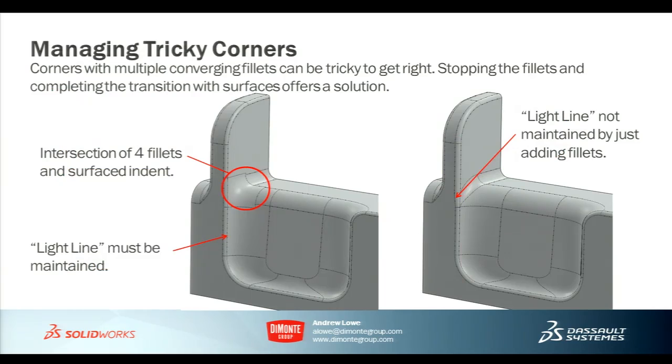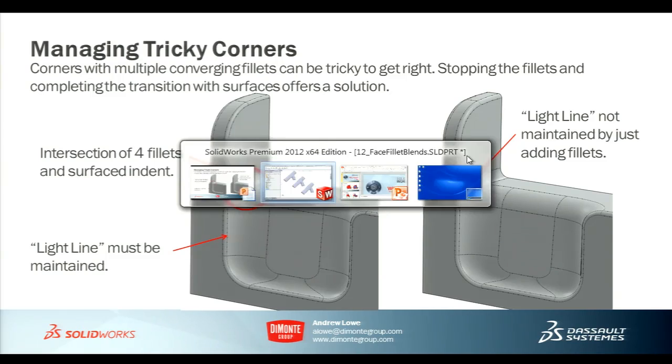So let's look at how we can manage this tricky corner. I have a whole bunch of fillets coming into intersection at this corner, and I have this nice surfaced indent on this part. In the example on the left, I've used some surfacing techniques to have a nice clean light line. This fillet looks the same size all the way along its length. And here, I just added fillets to the model willy-nilly, and the fillet is the same size, but because it's between edges that are 90 degrees to each other and edges that are maybe at 45 degrees to each other, it changes in size along its length.